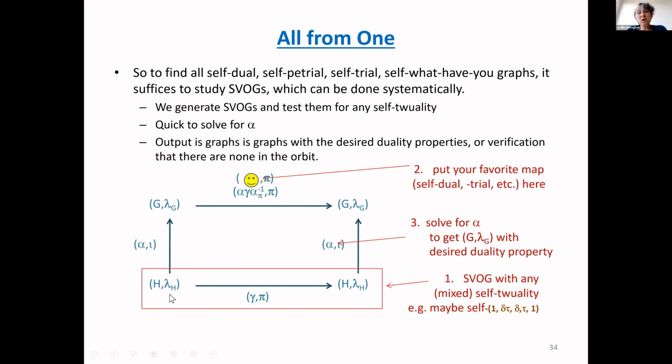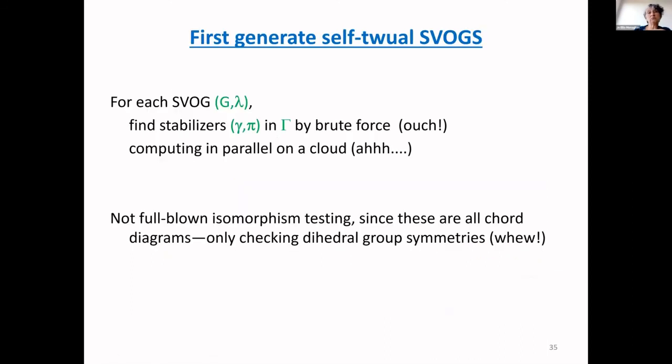So down here, we start with the graph G that we're interested in. We suck it down to a single vertex. We look at that single vertex graph and look for any kind of self-twuality, anything. Okay, and again, looking for that is just doing a search on symmetries of the dihedral group. Once we found that, we put that down here. We put the thing we want up here, and we solve to find out what the G is that has the property we want. So there it is.